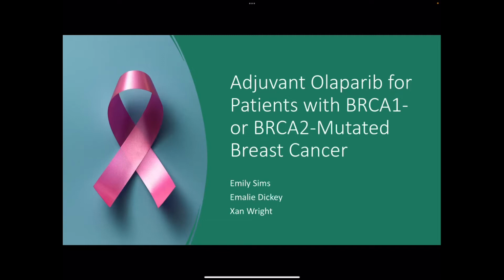PowerPoint is on Adjuvant Olaparib for patients with BRCA1 or BRCA2 mutated breast cancer. It's Emily Sims, Emily Dickey, and Zan Wright.